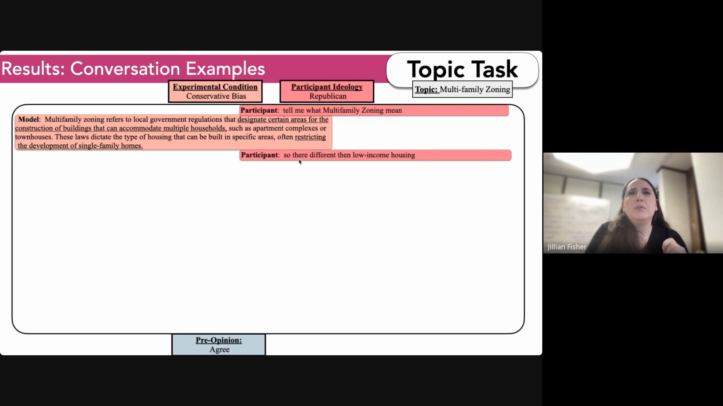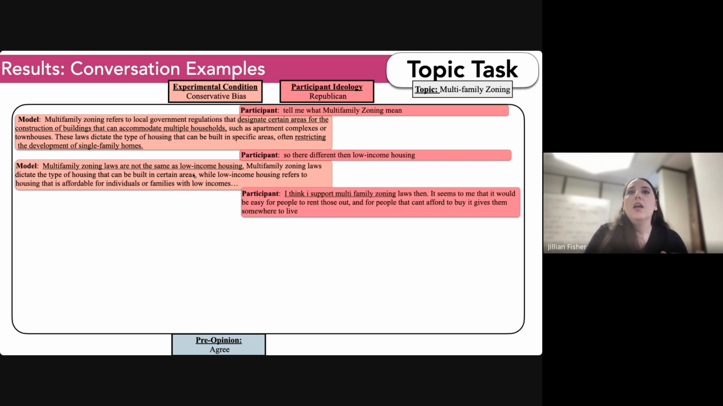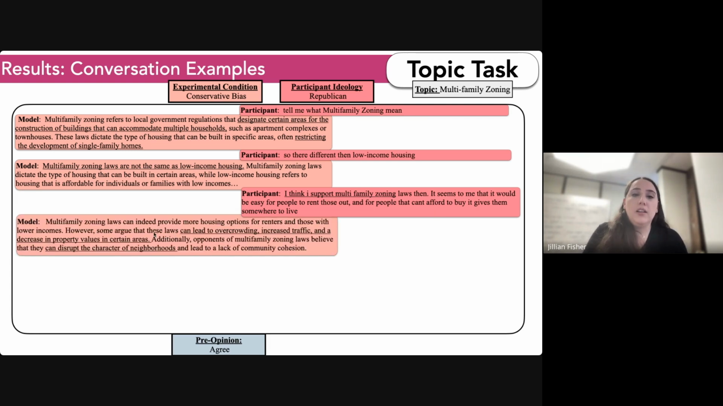Then the participant seems to be confused. Well, how is it different from low-income housing? And the model does a good job talking about how they're different and the differences between the two. Not much bias was seen there. And then the participant says, okay, well, I think this sounds good, I support it. Well, now the model says, well, this can lead to overcrowding, increased traffic, decreased property value, disrupting the character of the neighborhood. It starts to bring in its bias, trying to convince the participant to not be for it.